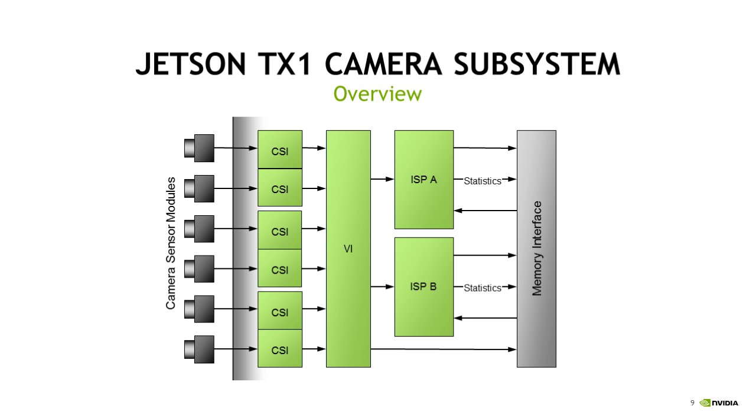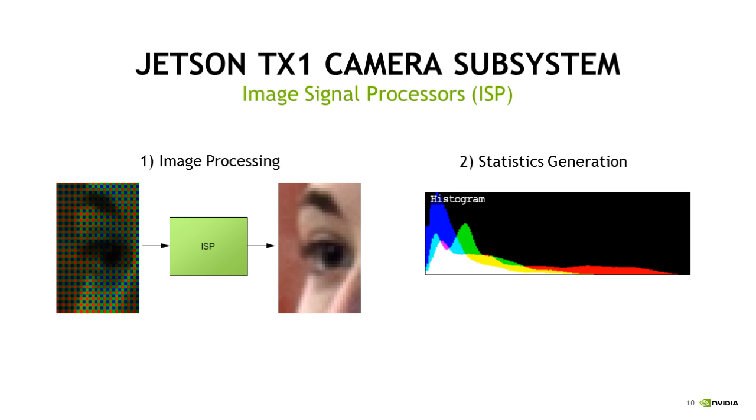Feeding the TX1 camera system are 2 identical yet independent image signal processors. These ISP units are responsible for 2 key tasks. The first is to take the unviewable raw Bayer pixel data captured by the sensor and convert this into a high-quality image or video stream that is pleasing to the human eye, while the second is to generate statistics about the image that may be used by the camera driver or a client application in order to adapt the capture settings to fit the environment in which the camera is being used.